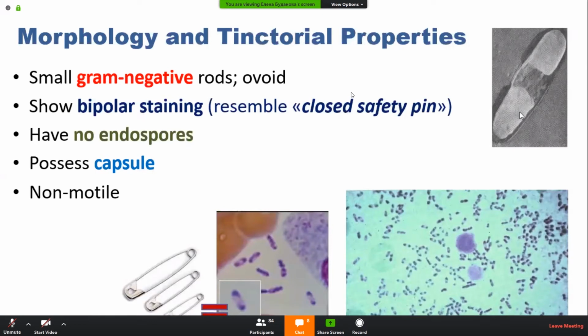This is the microphotograph of this bacterium. You can see that they are almost transparent in this sense. Well, so what else? They're non-sporulating. They possess a capsule, a very big capsule, which is highly protective to them because it protects them from phagocytosis and becomes responsible for generalized infection finally. And they are non-motile, unlike soil Yersinia.